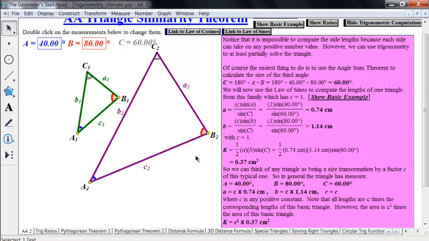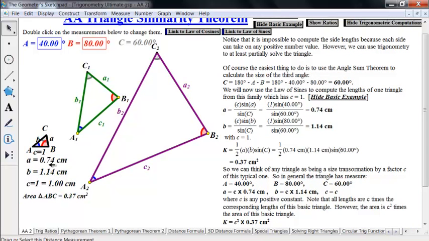Now, we can use the law of sines to compute the lengths of one triangle from this family where c is 1. Here's an example, this little one down here, where c is 1. So let's solve this particular black triangle down here in the bottom left, the one I have labeled ABC, and then I have A1, B1, C1 for the green one, and A2, B2, C2 for the purple one. So we're going to use this little triangle down here, which the numbers are down here in it. Okay, so let's solve that particular triangle, and then we're going to go from there.